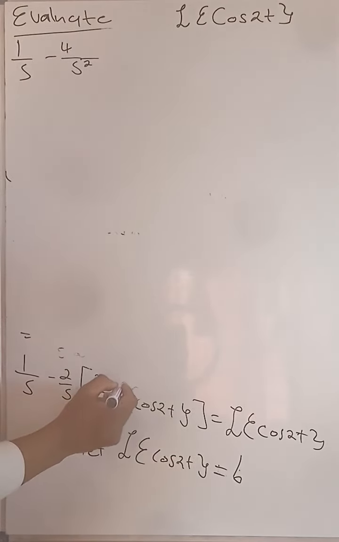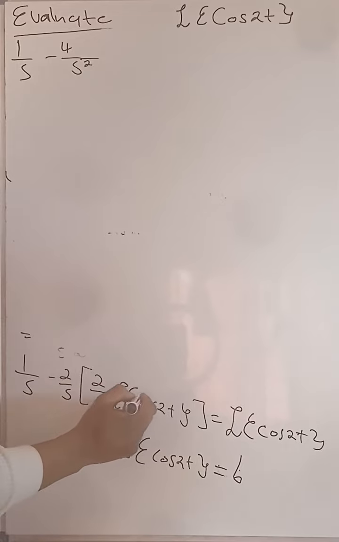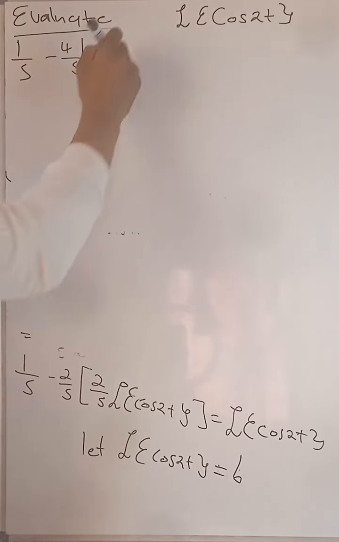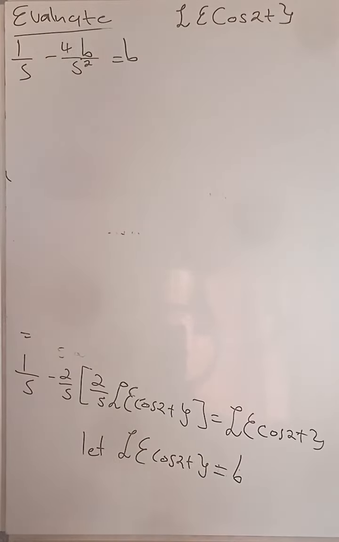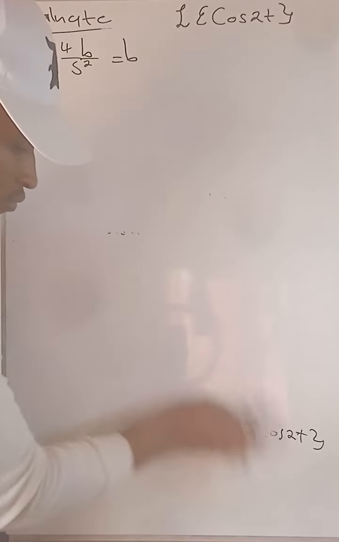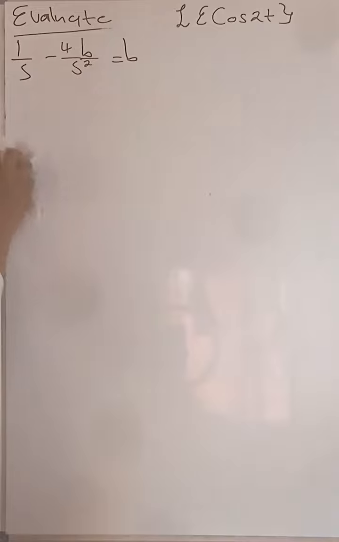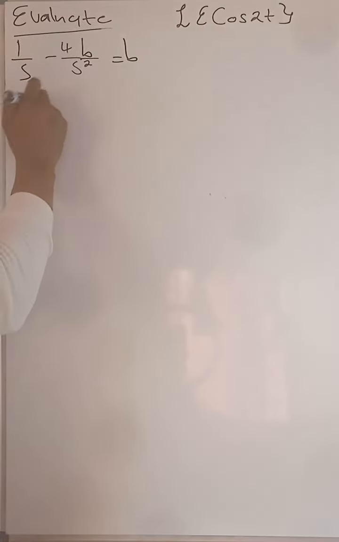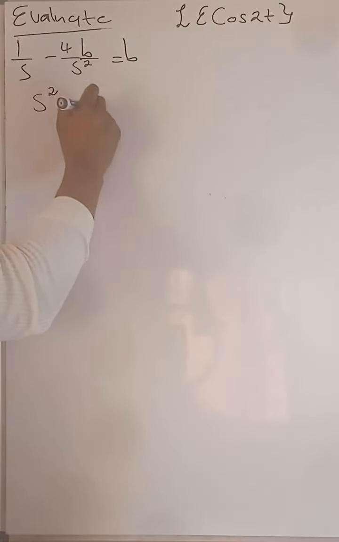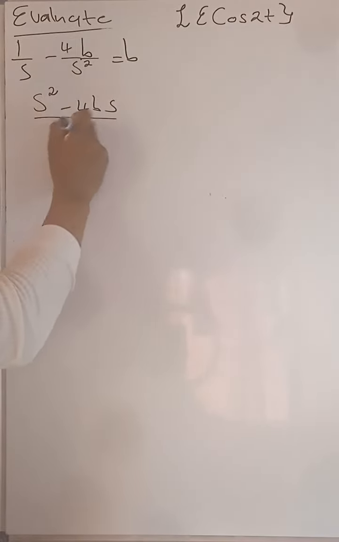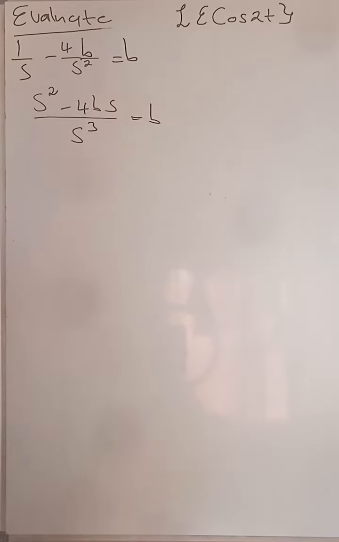But my Laplace transform of cos 2t is what? I said is b, which is also equal to b on that side. But for me to remove this, I can make the exponents the same. So s times 1, it will be s squared minus 4b times s. s times this whole thing. But s times s is s to the exponent 3, which is equal to b.